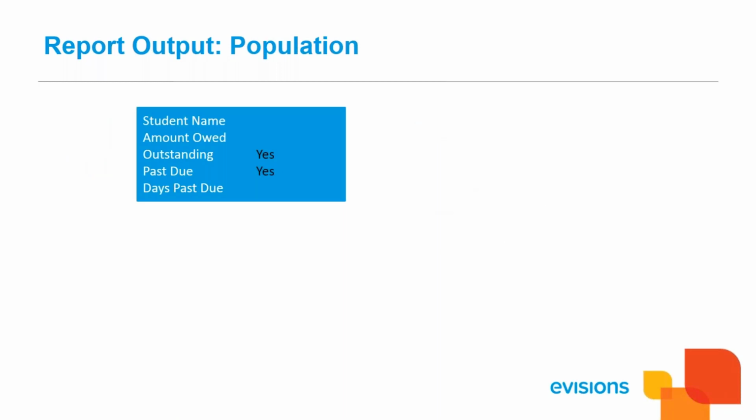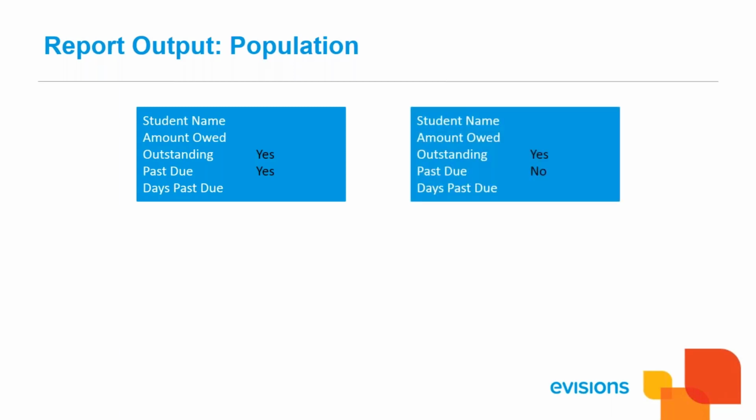For example, here we have created a report from a data block returning students that have an outstanding balance and have a past due balance on their account. We like this report format and we want to return all students that have an outstanding balance, even if they are not past due. For this, we would need a completely separate data block because we are accessing a broader population.